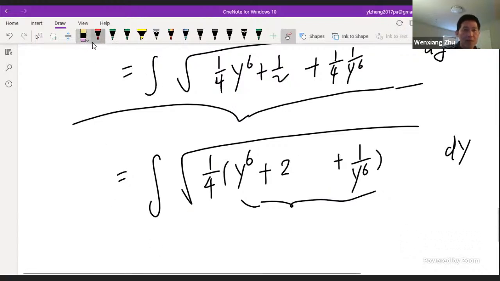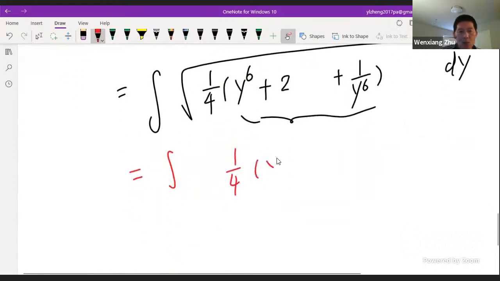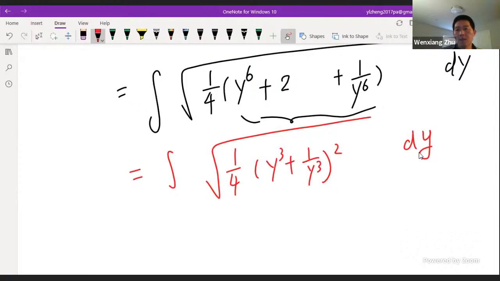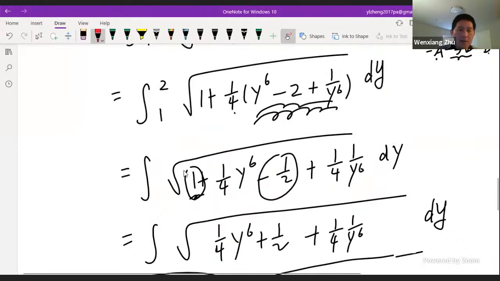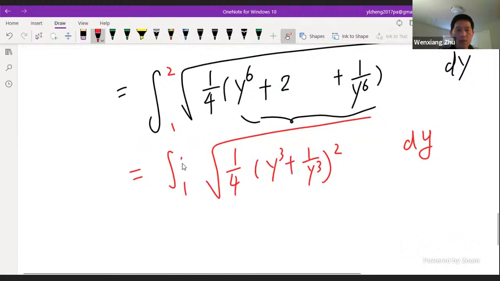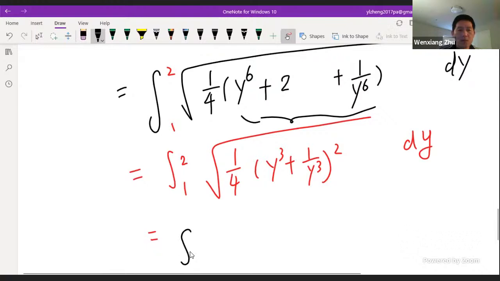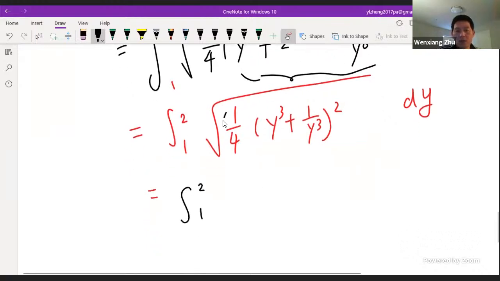And that's the hard part. So what you have here is a quarter times y cubed plus 1 over y cubed, squared. Take the square root, dy. Now you just have a perfect square. Well, I forgot to write down the integration bounds, 1, 2. So with this perfect square, you take the square root. What do I have? Take the square root of a quarter, you have a half. Take the square root of this square, you should have this thing.